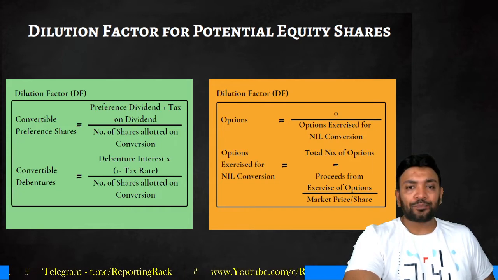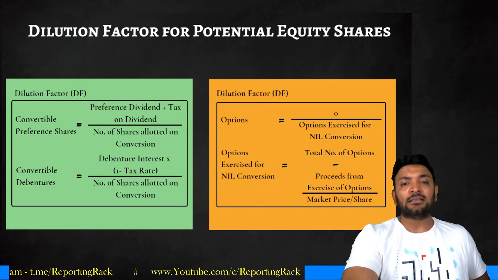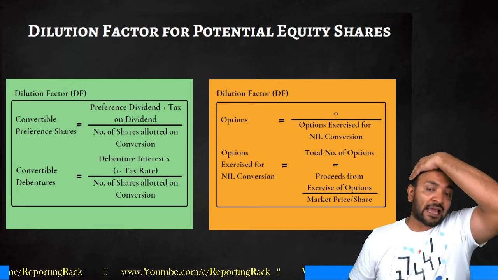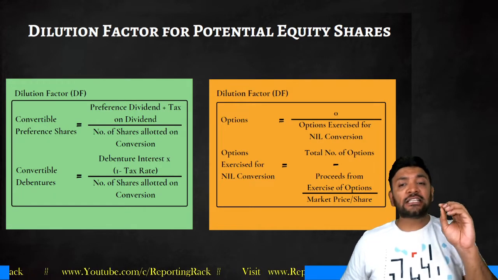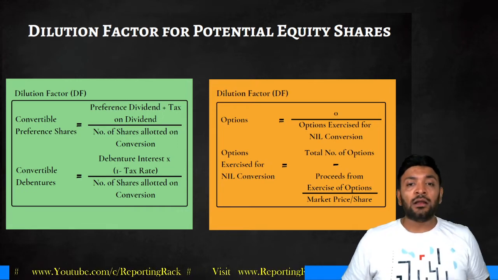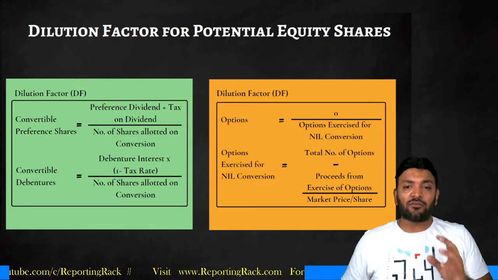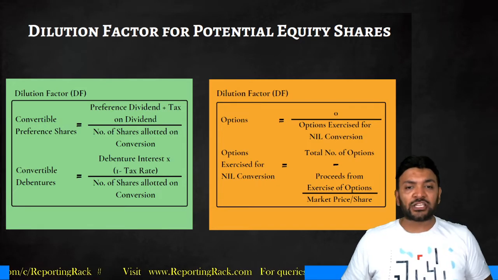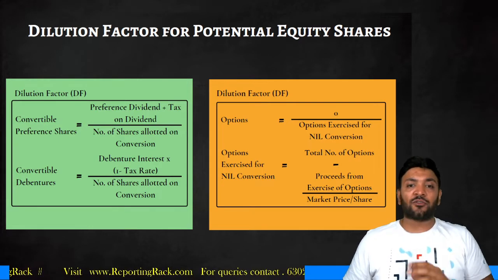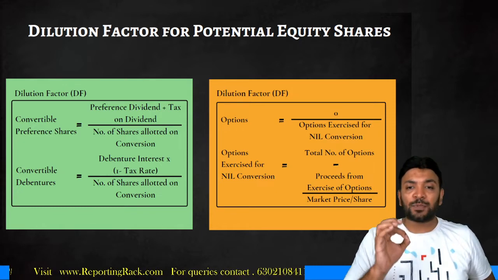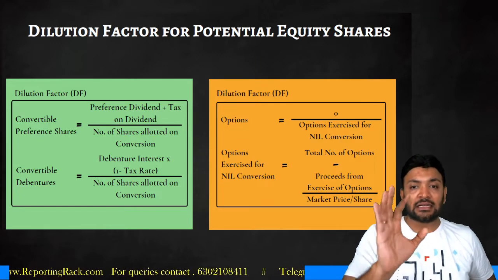So let's look at it. Now, we have been discussing the dilution effect and the dilution factors. Let's first concentrate on the options. Options exercised for nil consideration, and how do I calculate? The formula is: total number of options minus proceeds from exercise of options divided by market price per share. This is the formula to identify options exercised for nil consideration.